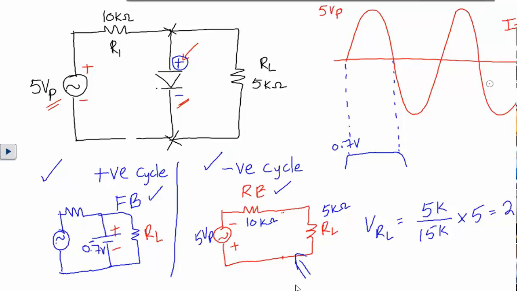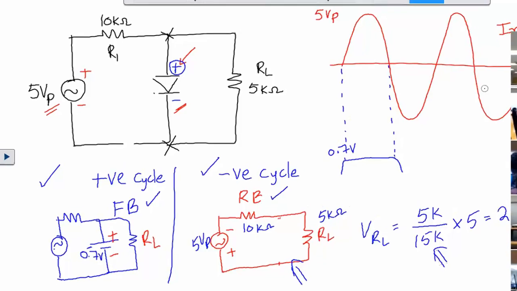But opening that branch doesn't make the entire circuit open, according to the given circuit. Correct? Why is it 5K over 15K? Why don't you add? What do you mean by that? That's how the voltage divider is. Again, we can find out why that is, but that's not for this course. That's how the voltage divider is: whatever the resistor of interest over the total resistance times the source. So that's how the voltage divider principle works.